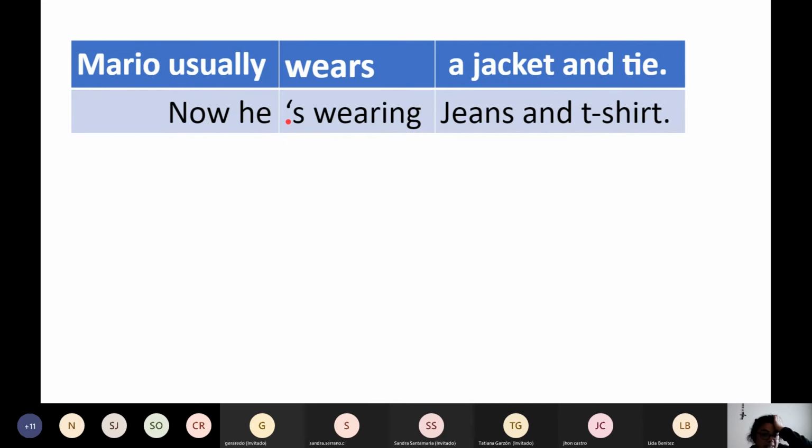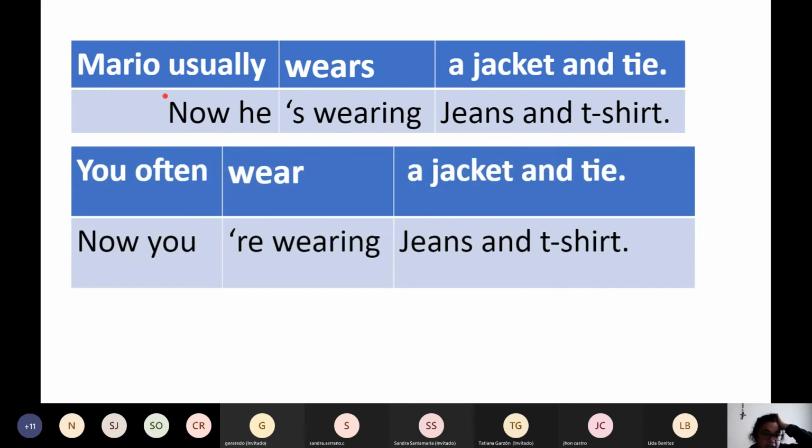We say now he's wearing jeans and t-shirt, and Mario usually wears a jacket and tie, okay? And for example, in this case, if we use you, similar thing, we are not going to use the S. Aquí no usamos S, recuérdenlo. You often wear a jacket and tie. Now you're wearing jeans and t-shirt, okay? So here we change the verb to be as well. Here we have S. Here we have are, okay?